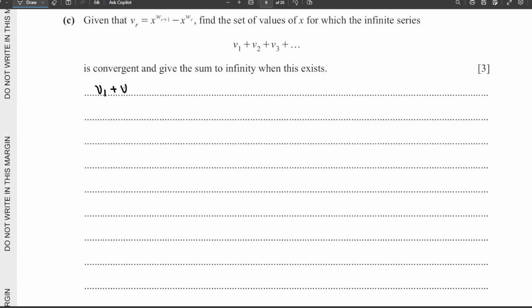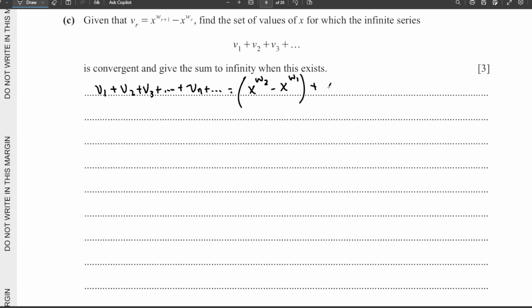So V1, V2, V3, all the way to Vn. Oh, sorry, it will go until infinity, but we'll represent it with n. So we have Vn, and let's say Vn is a very, very large term in the series, because this series is an infinite series and it doesn't end. So we will have a dot dot dot to represent its infinite series. So we have, when r is 1, x to the W2 minus x to the W1.